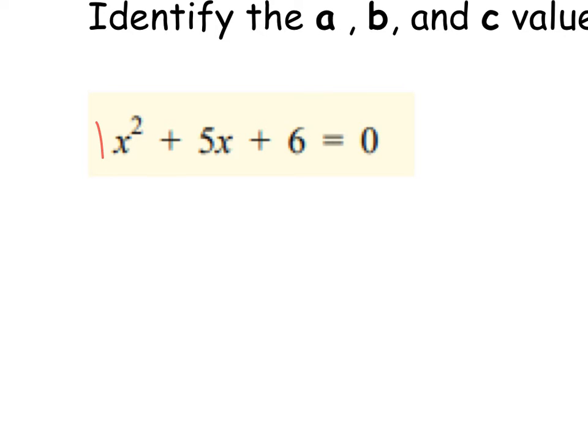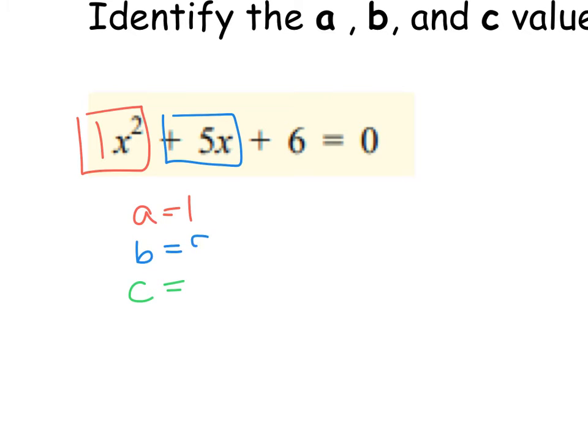So I'm going to do some little color coding. A I'll do in red, B I'll do in blue, and C I'll do in green. So the number attached to my x squared is a positive 1. The number attached to my x is a 5. And the number that's hanging out by itself is my positive 6. So those are my A, B, and C values. Note, they are all positive for this quadratic. There's nothing that really means, but we will be looking at that a little more next week. So make sure that you are keeping track of the sign.